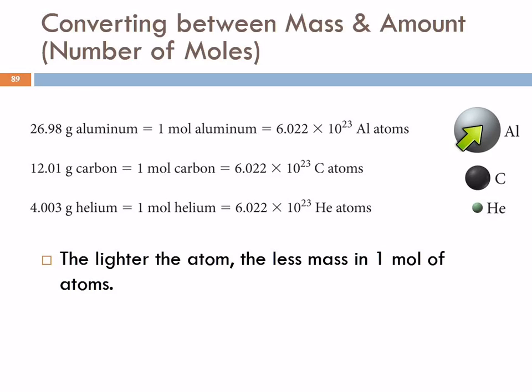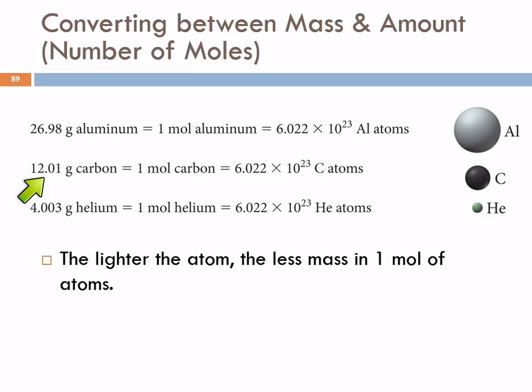Here we have illustrations of aluminum, carbon, and helium. Helium atoms are smaller than aluminum atoms. 1 mole of aluminum atoms is Avogadro's number of aluminum atoms. It's going to weigh 26.98 grams. 1 mole of carbon is Avogadro's number of carbon atoms. But the carbon atoms are smaller. So if we have the same number of them, they're going to weigh less.